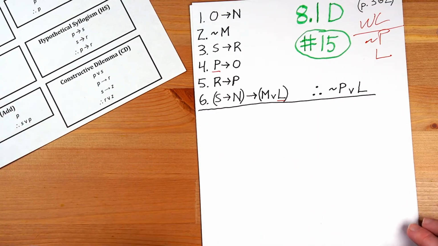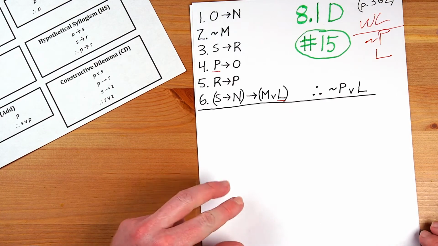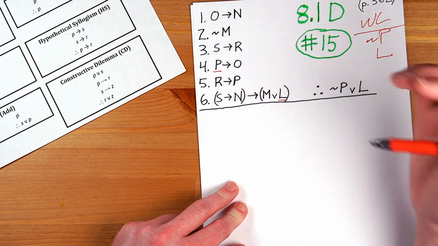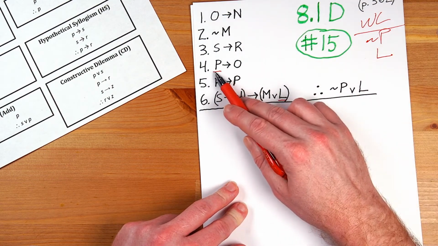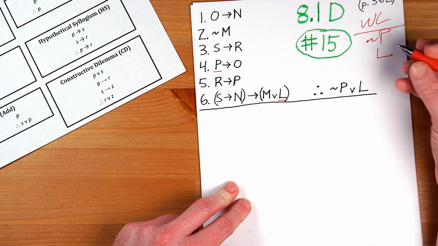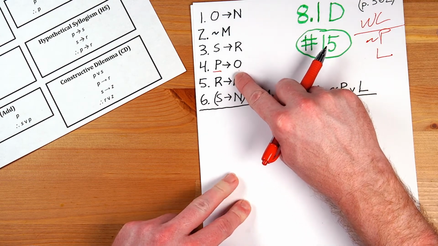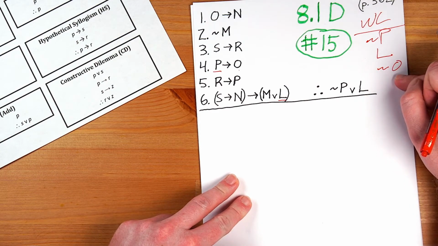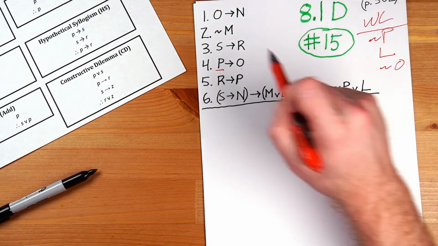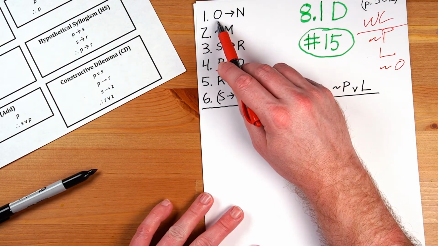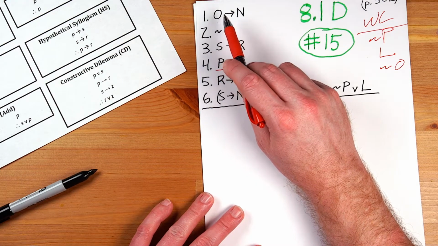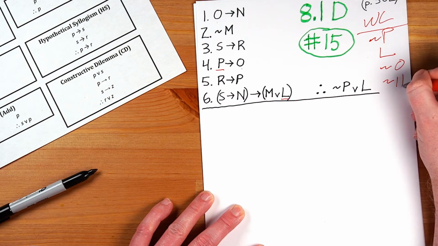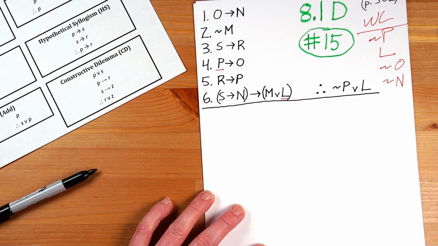So which one should we try to get? Well, not P. That might be a little tricky. I mean, we have P. Somehow we got to get not P. If we had not O, that would work with line 4, modus tollens. So that would be nice. But how would we get not O? Well, we got O here, and so in 1, we could do modus tollens on 1 if we had not N. So we could put that on our wish list.